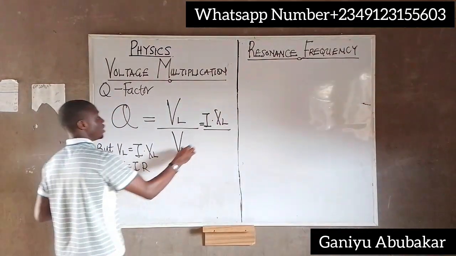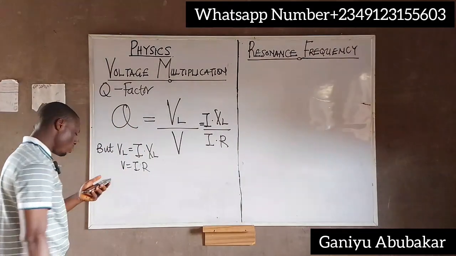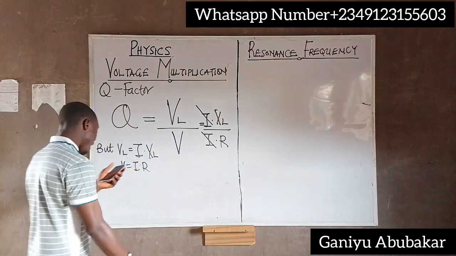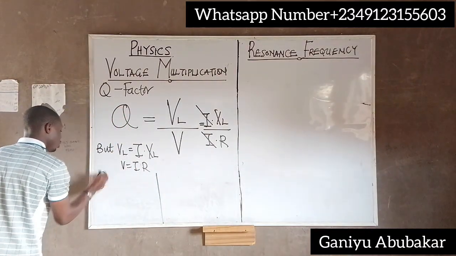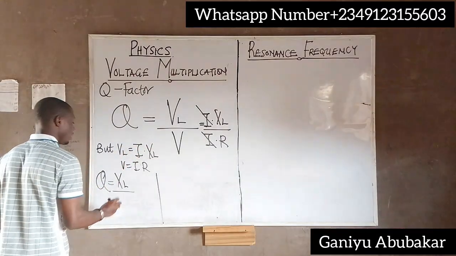IR. So put IR there. This gives you IR. Alright, I have to think. From here, I will cancel I. I can express Q factor. Q can also be expressed as what? XL all over what there?